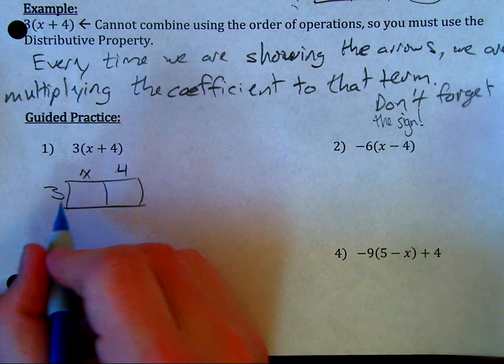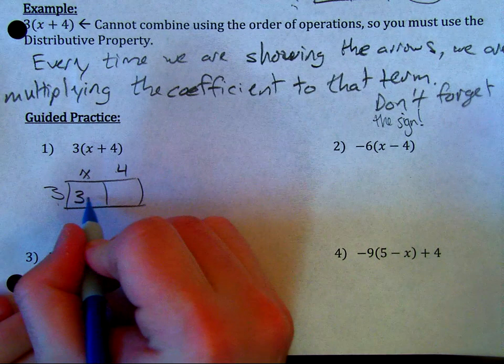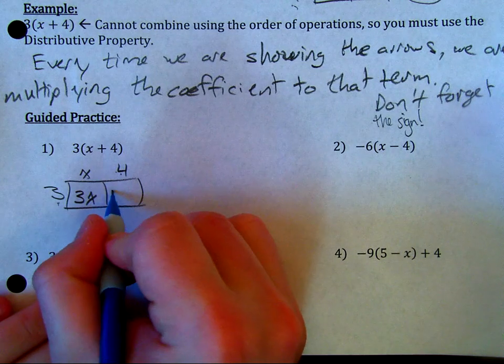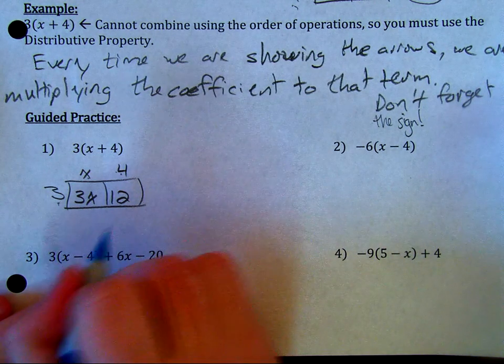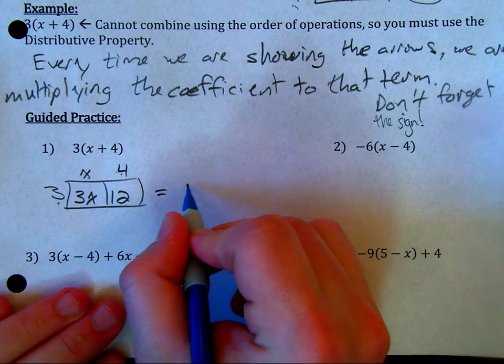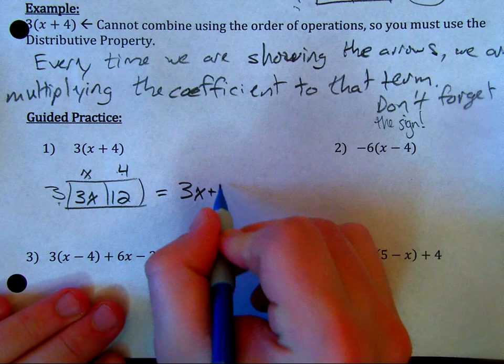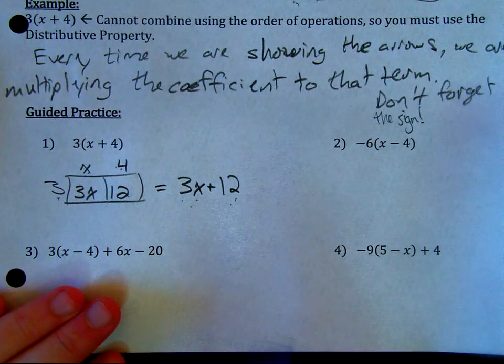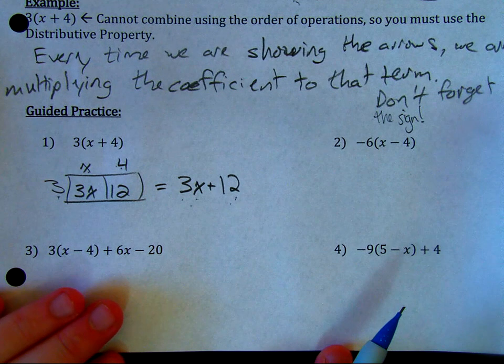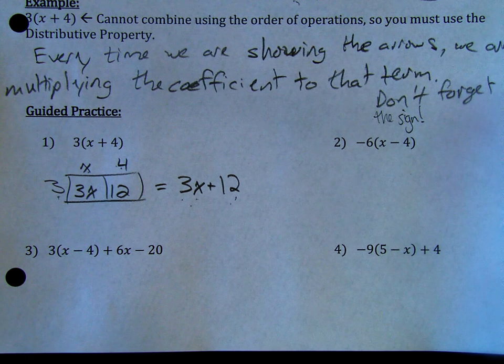3 times x is 3x, and 3 times 4 is 12. Again, you would just write it as 3x plus 12. Please note that you cannot combine those two. You don't add apples and oranges together, so we don't combine variables and non-variables together. Again, this is a recap from that previous Unit 4 test that we had.